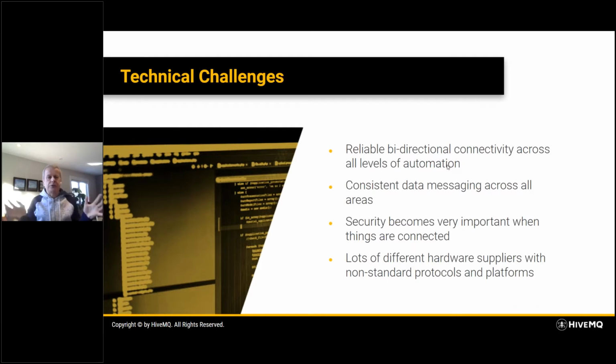To look at what needs to be done to take this on, it goes back to connectivity across all the levels of automation. You need consistent data messaging across these areas, and security is also very important: the security of the factory, and the security of the information being passed, certainly outside of the factory or within the factory. And the final thing is that there are still a lot of different hardware suppliers, and a lot of different non-standard protocols and platforms in each of these factories. So how do you work within that environment?